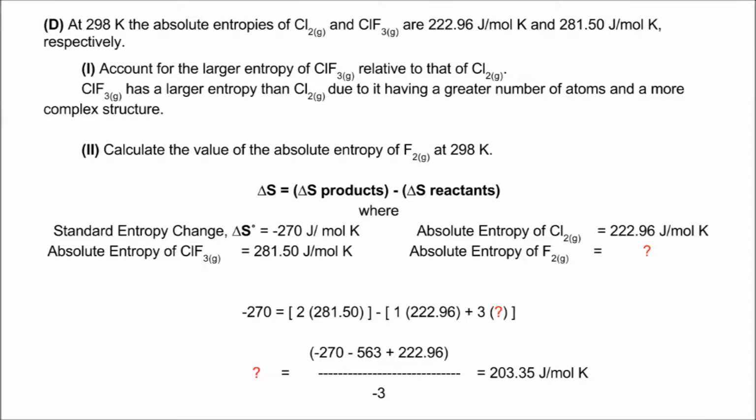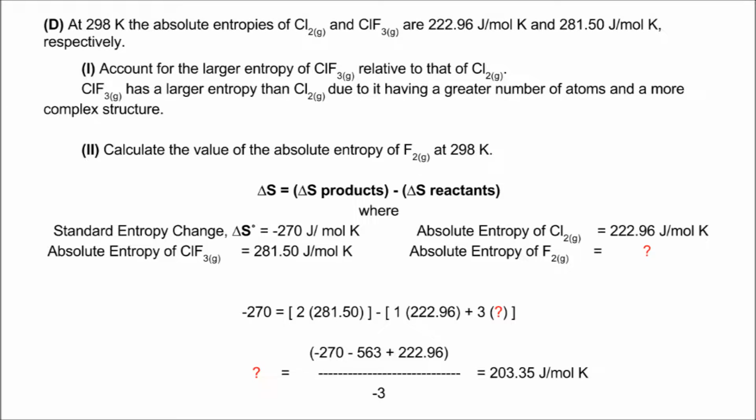Part D has 2 parts and begins by stating that at 298 Kelvin, the absolute entropies of Cl2 and ClF3 are 222.96 joules per mole Kelvin and 281.5 joules per mole Kelvin respectively. The first part of D asks you to account for the larger entropy of ClF3 relative to that of Cl2. I said that ClF3 has a larger entropy than Cl2 due to it having a greater number of atoms and a more complex structure.